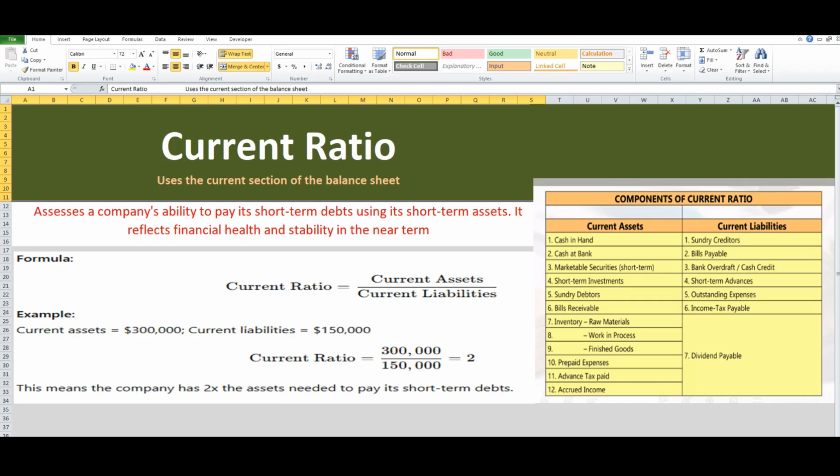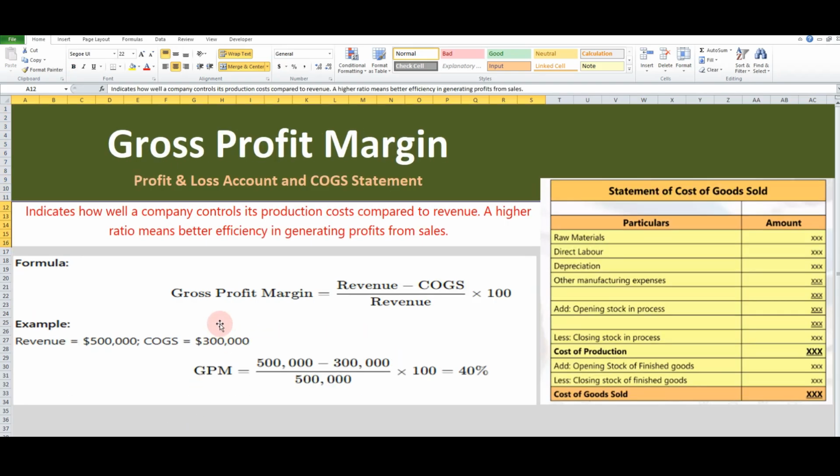Now the final one, gross profit margin, indicates how well a company controls its production cost compared to revenue. A higher ratio means better efficiency in generating profit from sales. Now, how do we calculate this? Gross profit margin is revenue minus cost of goods sold, divided by revenue. Revenue we can take from the P&L. Also, cost of goods sold we can take from the P&L. These are the items related to cost of goods sold.